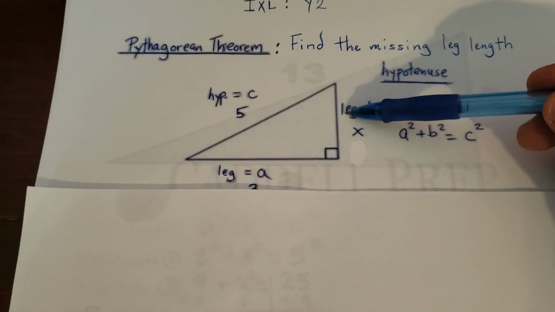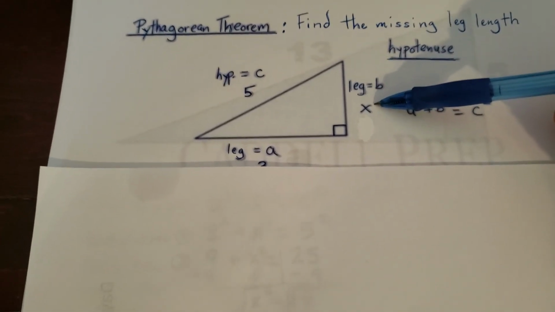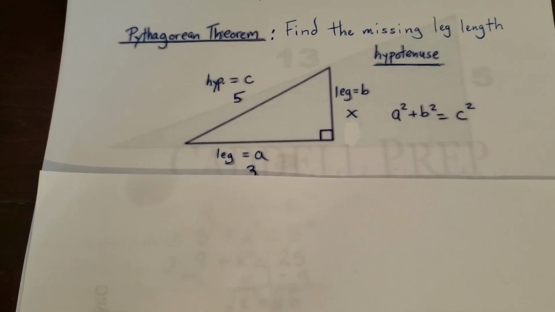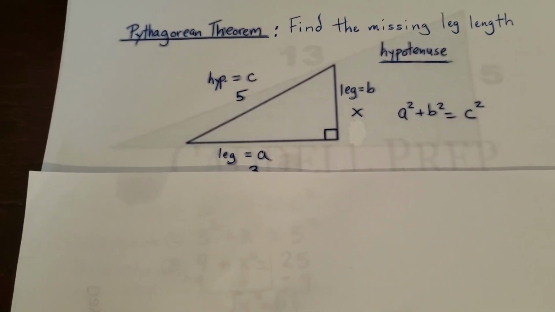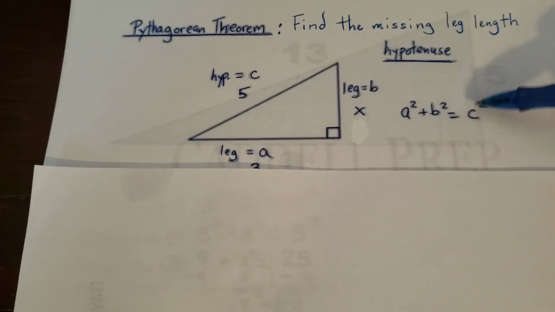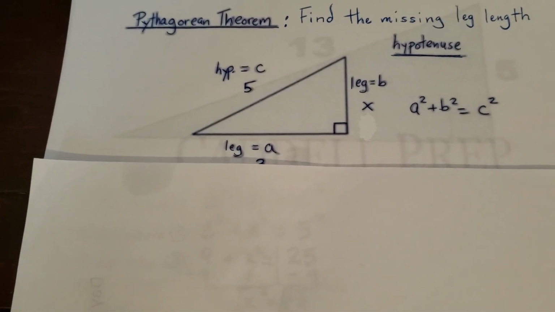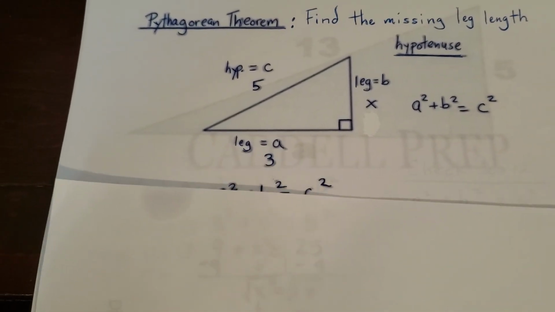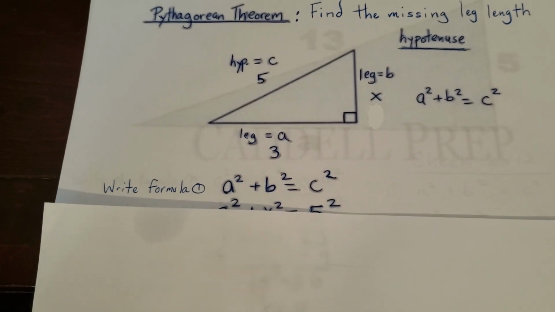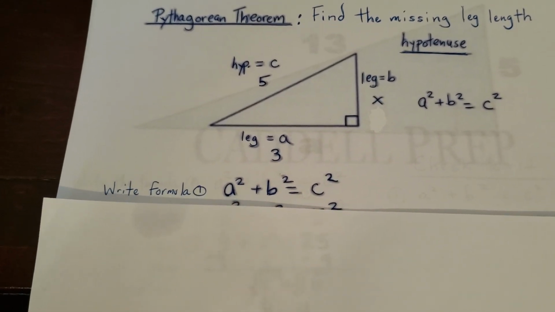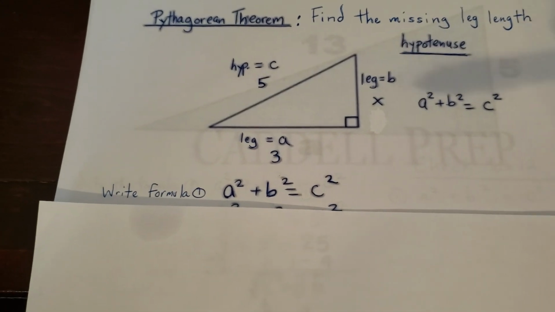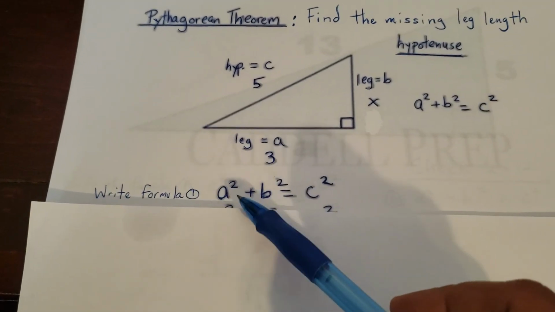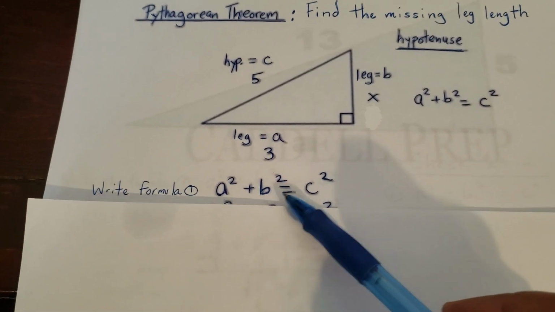Let's see this right here. Okay, so first thing you want to do is use your formula, of course. A squared plus B squared equals C squared, which is here. Now we're going to go through it step by step. First thing you want to do always when you're doing these problems is write your formula. So step 1: A squared plus B squared equals C squared.